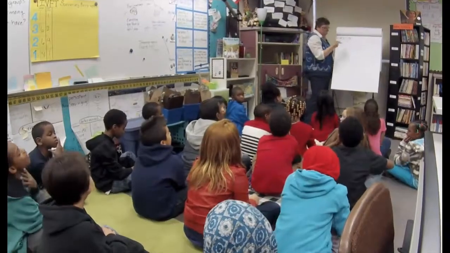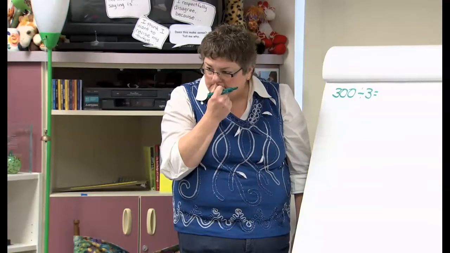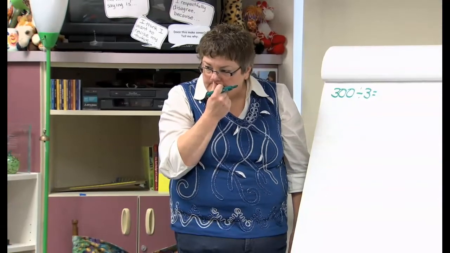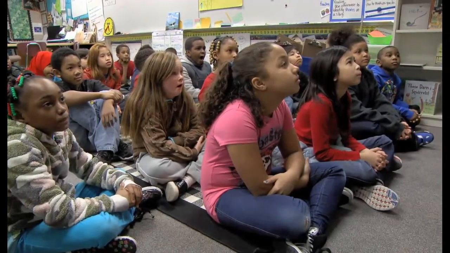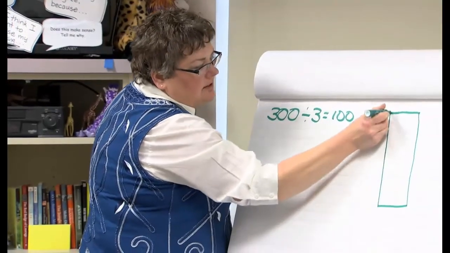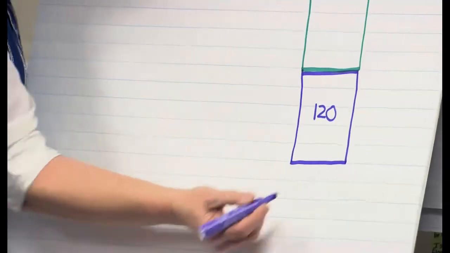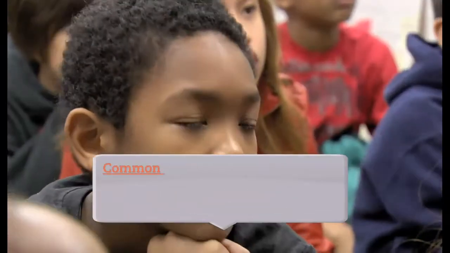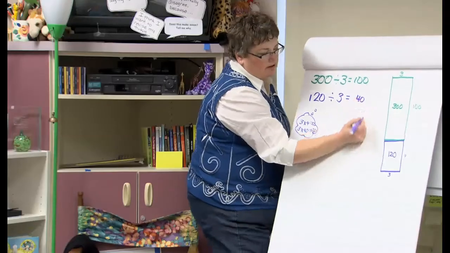Because I know that you can use multiplication to help you, and that 3 times 100 equals 300. Today we're going to give the kids a division problem, and we call it a number string. The purpose of this number string is to have them use what they know about place value to divide a larger number. We're going to divide 300 by 3, then we're going to divide 120 by 3, and use what we know about those place values and how they go together to then divide 420 by 3.